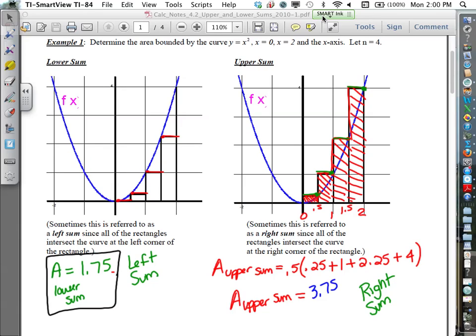All right, so our lower sum was too small, our upper sum was too big. Any idea how to find a sum that's going to be a little more accurate?